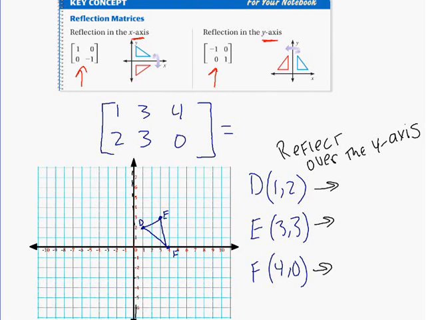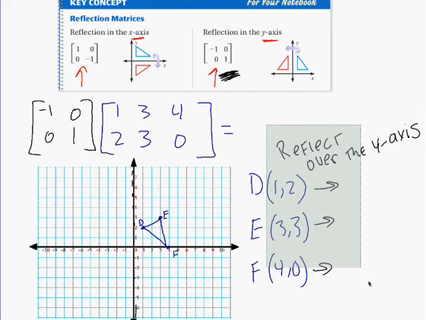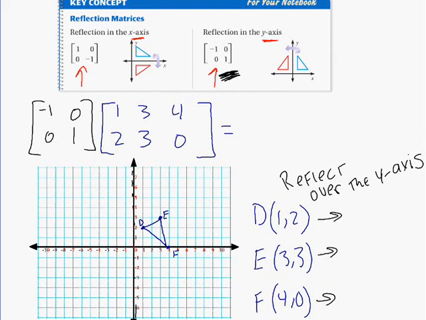So let's throw it in there. If I take this matrix, I'm going to say -1, 0, 0, 1, and I'm going to multiply it by this matrix. Don't we all know how to do this already from the last chapter? Move that down. And we're first going to say -1, oh, let's make little brackets here. We're going to say -1 times 1 plus 0 times 2, which ends up being -1. Then we say -1 times 3 plus 0 times 3 is -3. And -1 times 4 plus 0 times 0 ends up being -4.